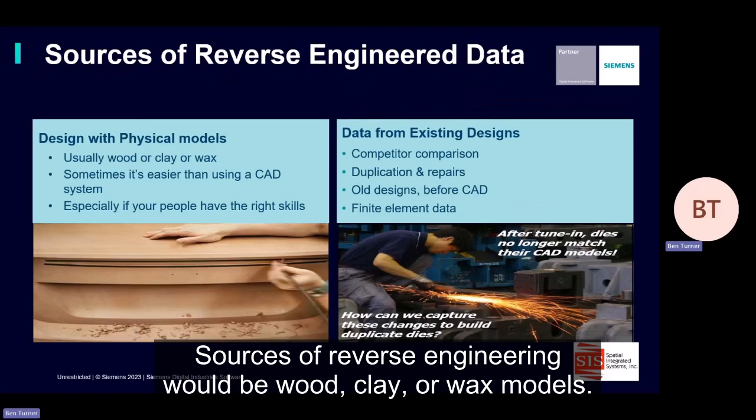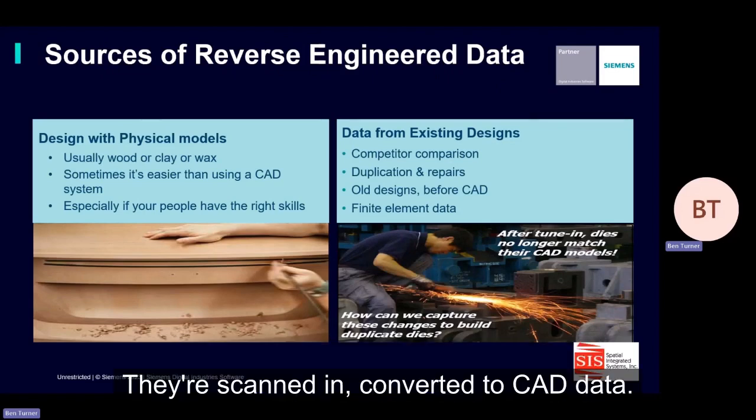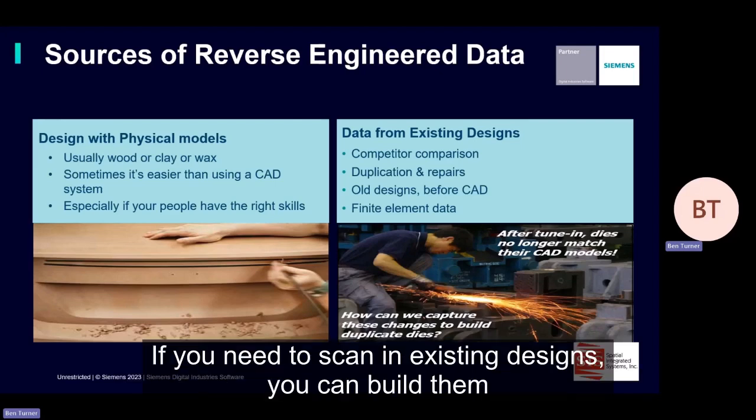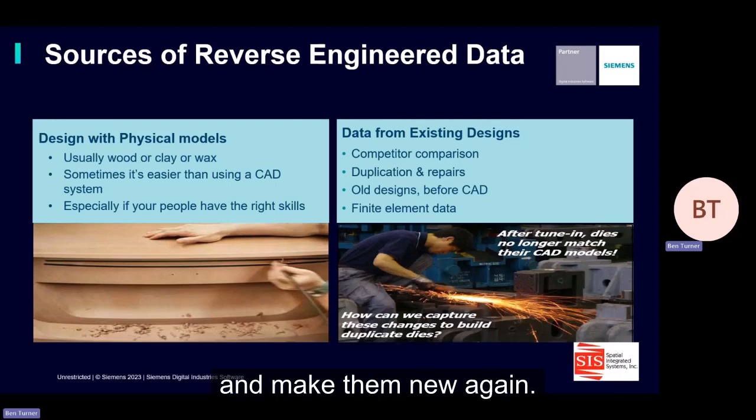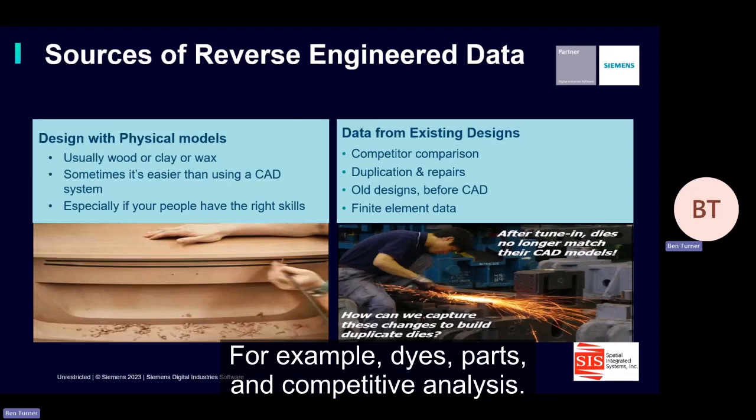Sources of reverse engineering would be wood, clay, or wax models. These models are built in the shop, they're scanned in, converted to CAD data, and if you need to scan in existing designs, you can build them and make them new again. This process can be used in a number of different ways. For example, dies, parts, and competitive analysis.